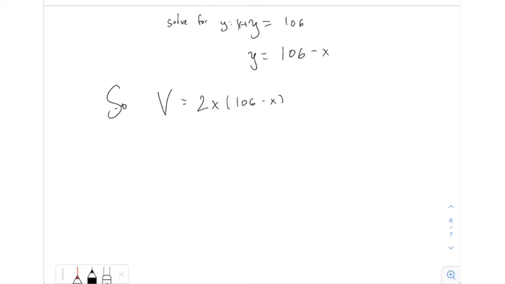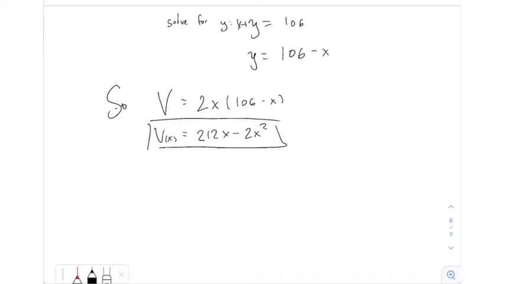And like before, I'm going to distribute that just because it'll make the derivatives easier when we eventually take them. I'll write it as a function. V of x equals, distributing here, 212x minus 2x squared. I'm feeling good about that. How are we doing? Okay, what comes next? This is the formula that I'm going to do the maximizing with.